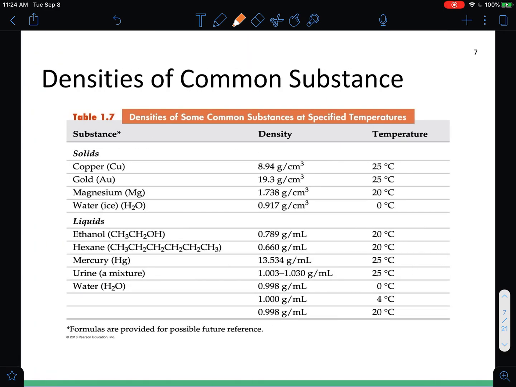Here's a list of common densities. Notice that all of these solids have their densities listed in centimeters cubed for the reason that I was talking about before. You'd calculate it with length times width times height, whereas all of the liquids are measured in milliliters. And also notice that there are temperatures associated with these densities. That is because the different states that a substance is in, so solid, liquid, and gas, their densities change. That's because density is a physical property.